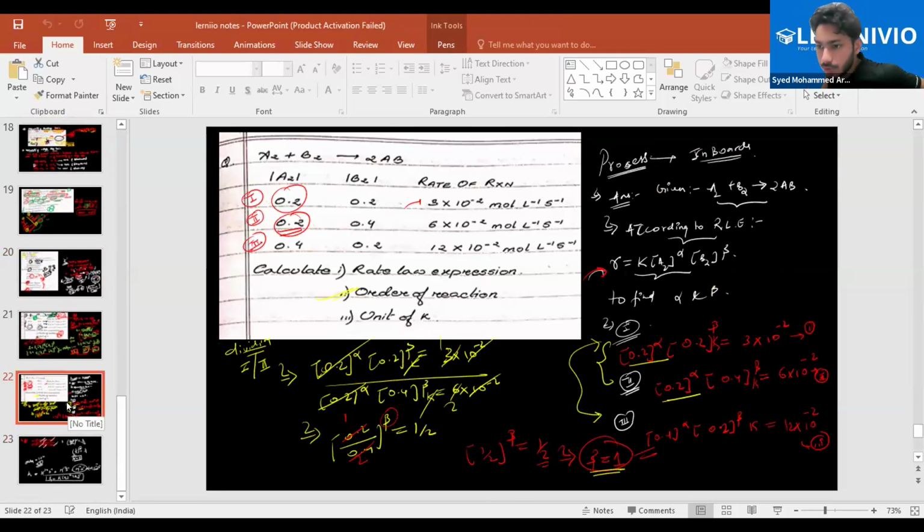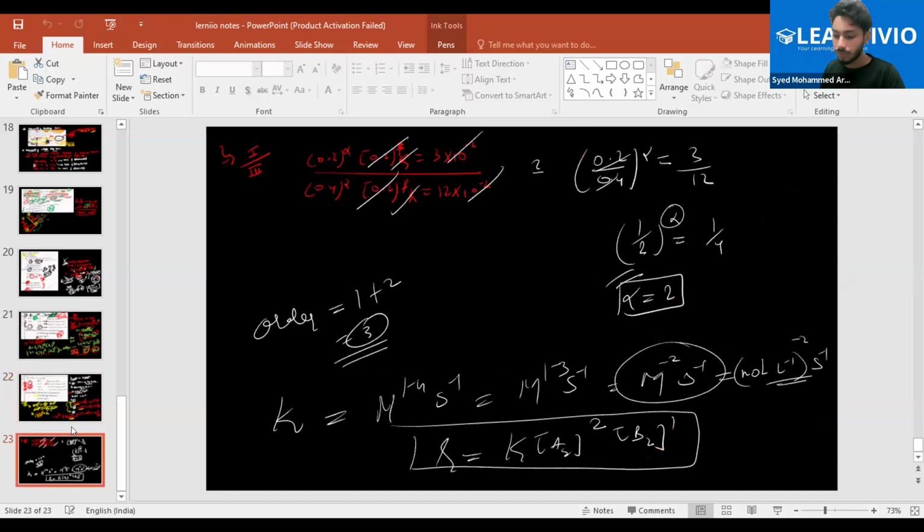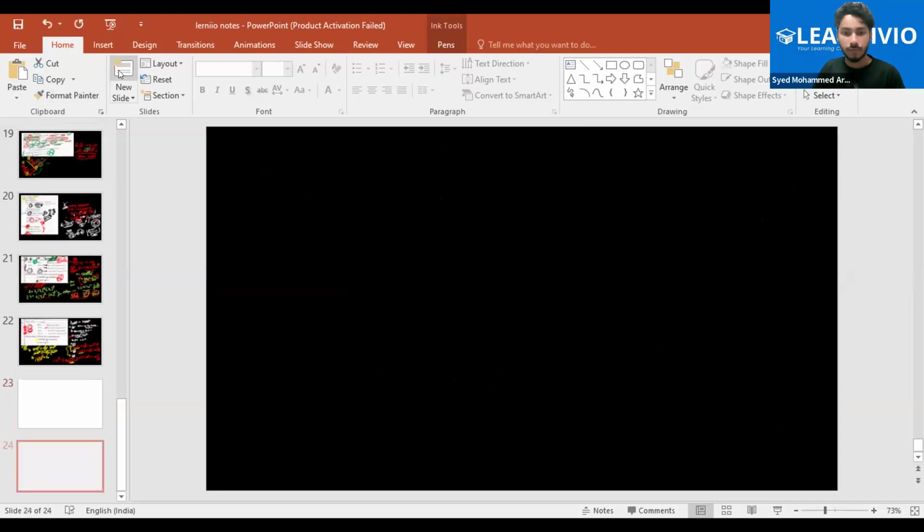We completed the first portion of this chapter, which is the rate law expression and some questions based on the rate law expression. Now, in this class, we are going to start the new thing, which is the order of the reaction, like first order, second order, third order, so nth order reaction. So we are going to discuss the order of the reaction, half life time, etc.